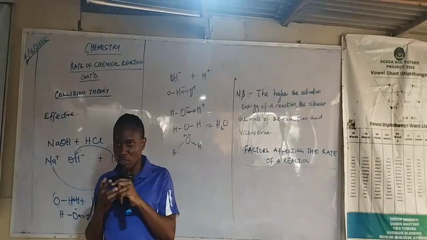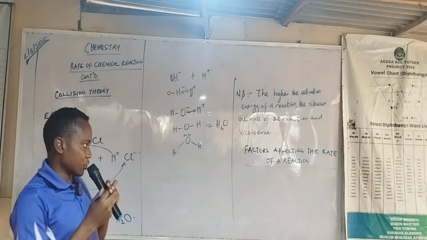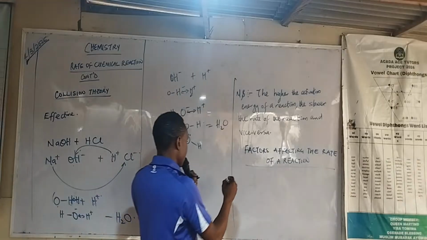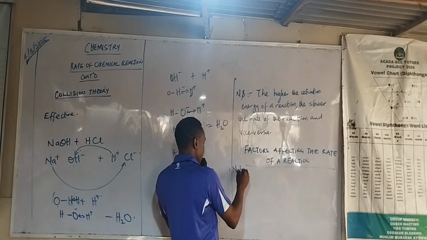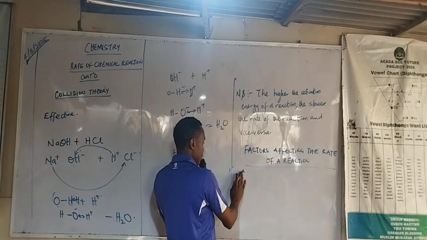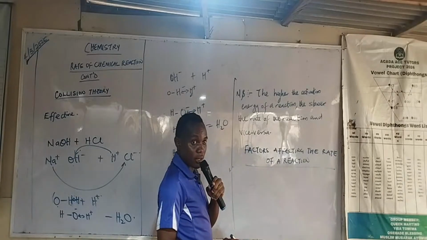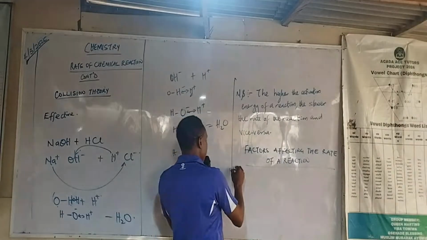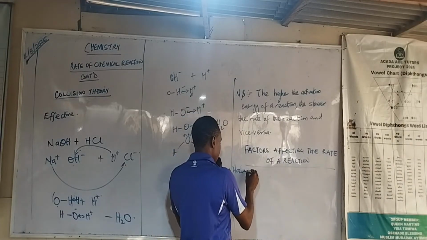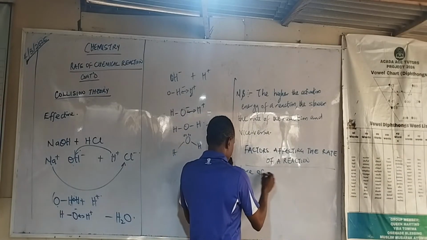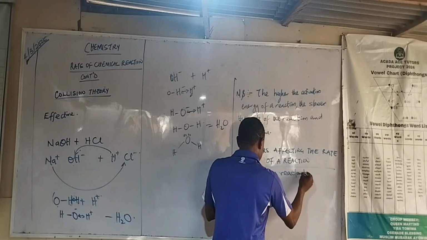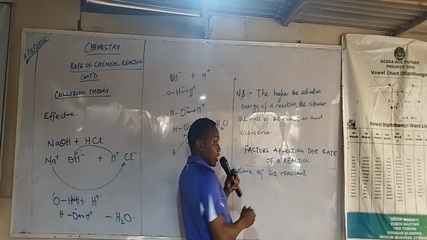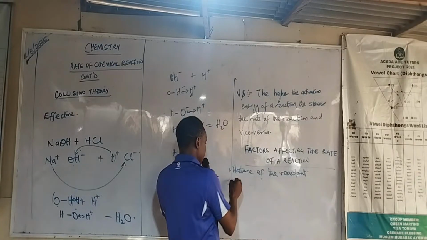What are the factors affecting rate of chemical reaction? I'm going to itemize them out. Number one, we have what? Nature of what? Is it reaction? Of the reactant? Yes. Number two, what is it? Concentration.